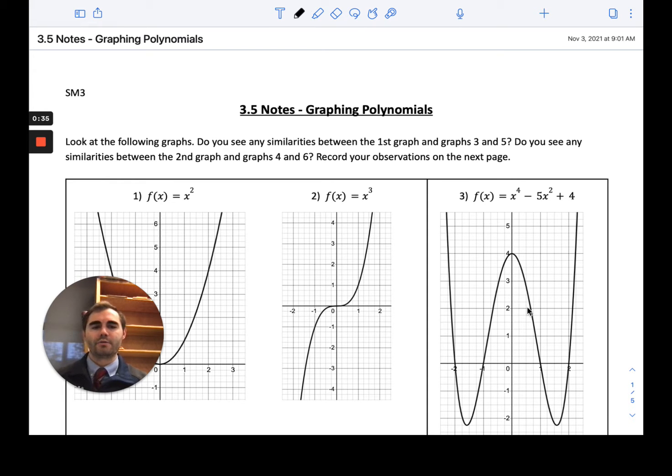We're going to look at how we find the x-intercepts and the y-intercept, how we find the end behavior, or how we draw the end behavior, and then also we're going to look at what's called multiplicity with some of these polynomials.